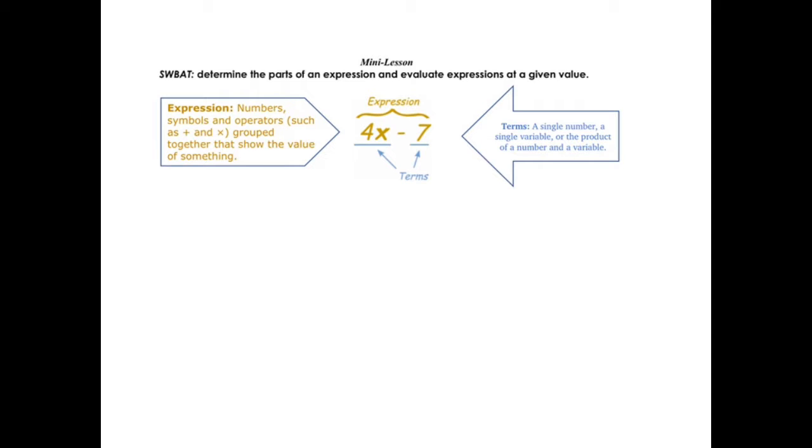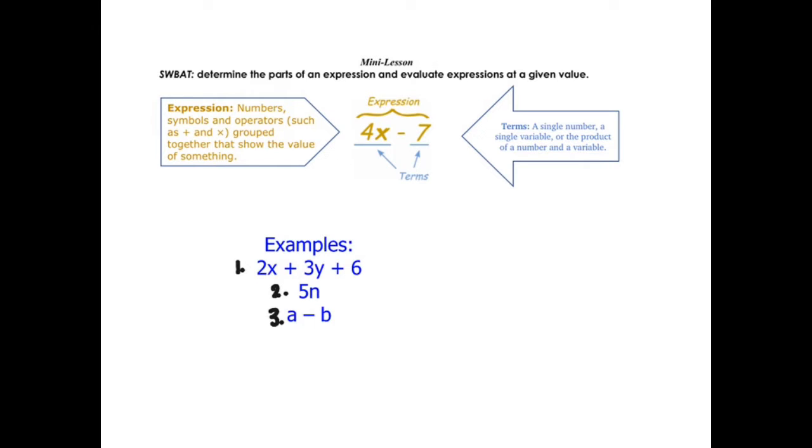Now, the different parts of an expression are called terms. A term is either a single number, like 7, or a single variable, or the product of a number and a variable, like 4x. So the expression that we have here, 4x minus 7, has two different terms. It has the term 4x, which is a number and a variable multiplied together, and it has the term 7, which is just a single number.